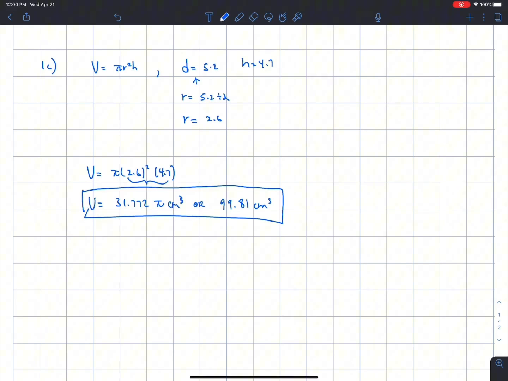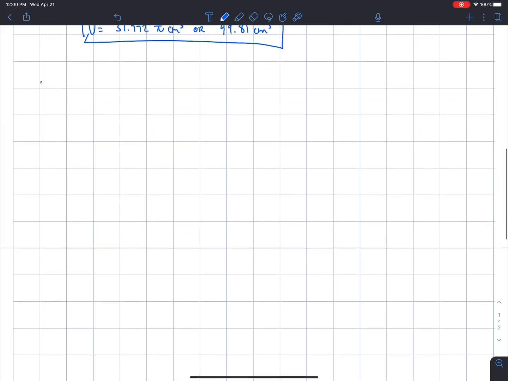1d. Volume equals to pi r squared h. Diameter is 4.5. So radius would just be 2.25. I just divide 4.5 by 2. And the height is 1 1/3.